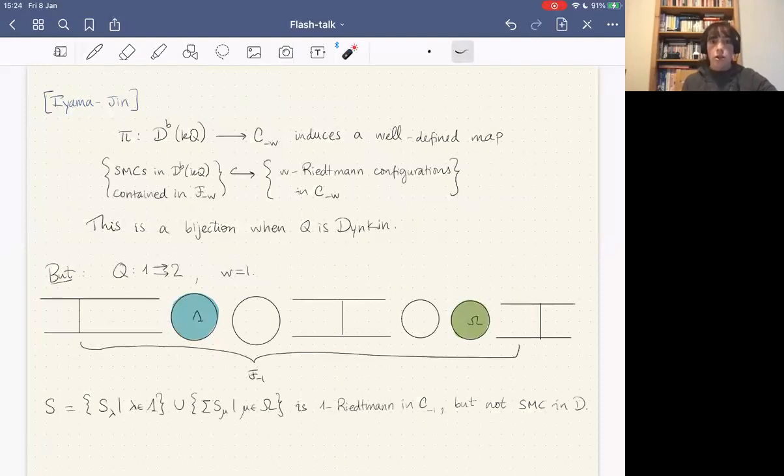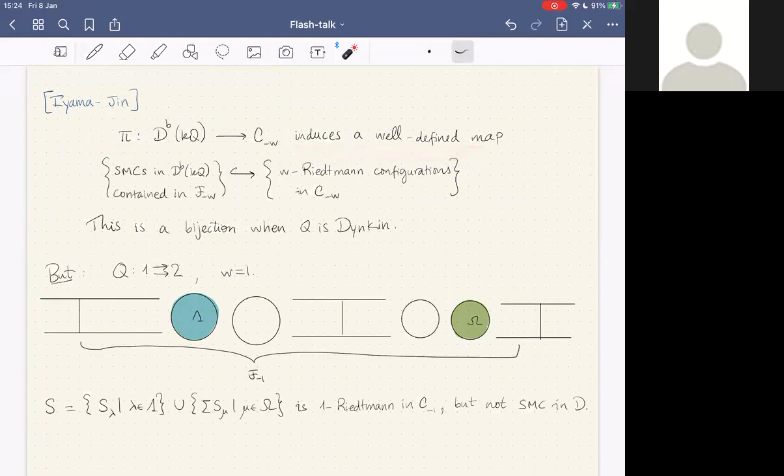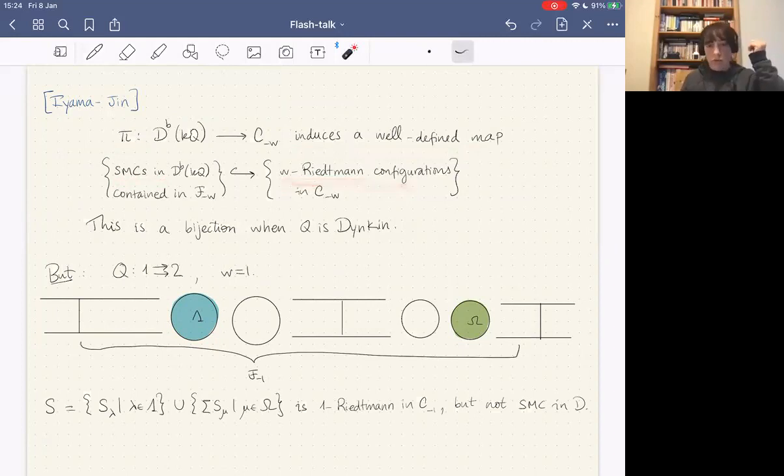Right, so I said that Iyama-Jin proved this bijection between simple-minded collections and simple-minded systems in a case where it's Dynkin. So they take this natural projection functor, and they see that this induces a well-defined map from the simple-minded collections to W Riemann configurations, right? And this is automatically a bijection when Q is Dynkin, because this functorial finiteness is automatically true. But this is no longer a bijection if we leave the Dynkin case. And this is a quick example when the algebra is Kronecker, because we can partition these homogeneous tubes, and we take the quasi-simples from one of the partitions and the shifts of the quasi-simples on the other set. And this can be seen to be a Riemann, but it's not a simple-minded collection. The functorial finiteness of the extension closure fails.